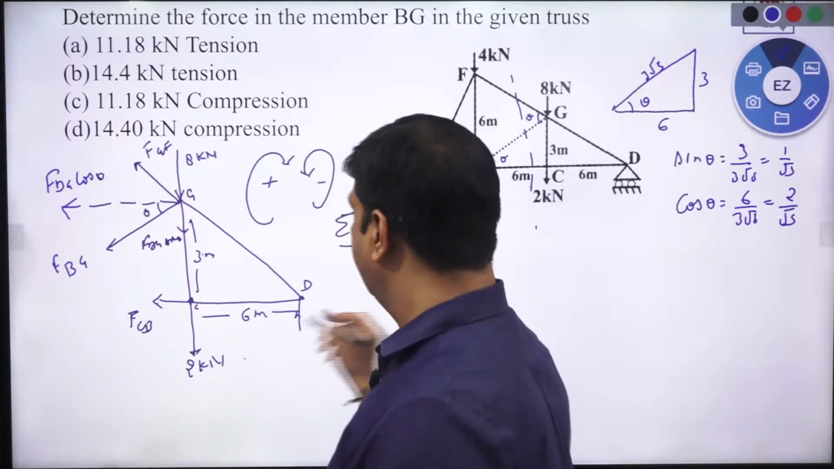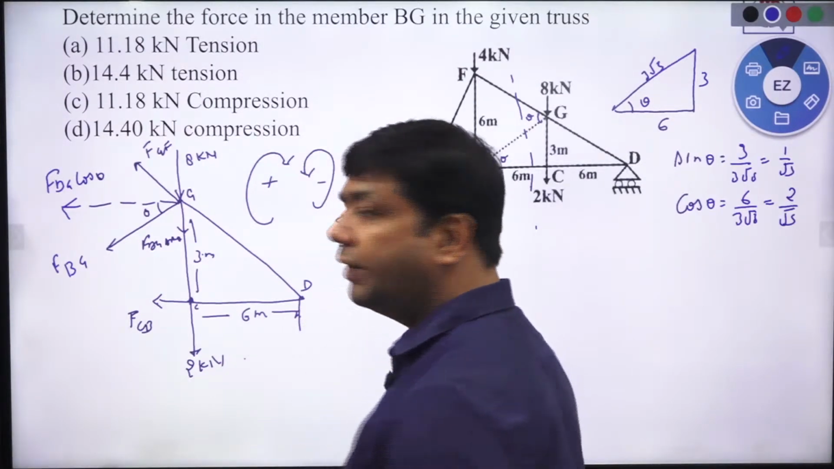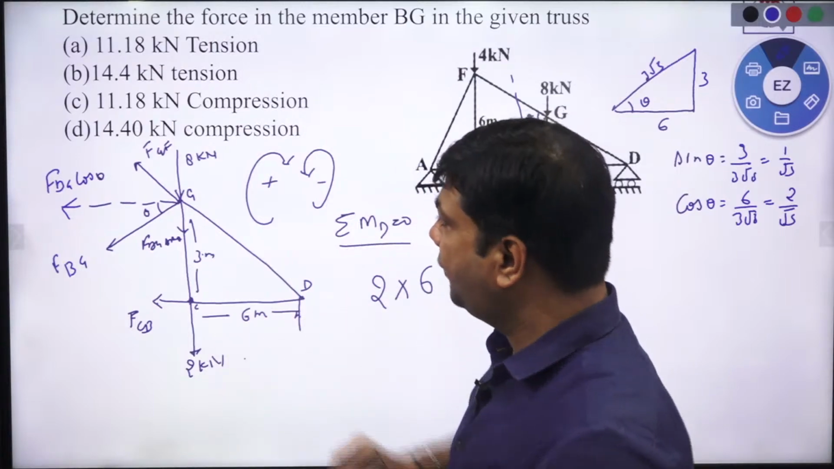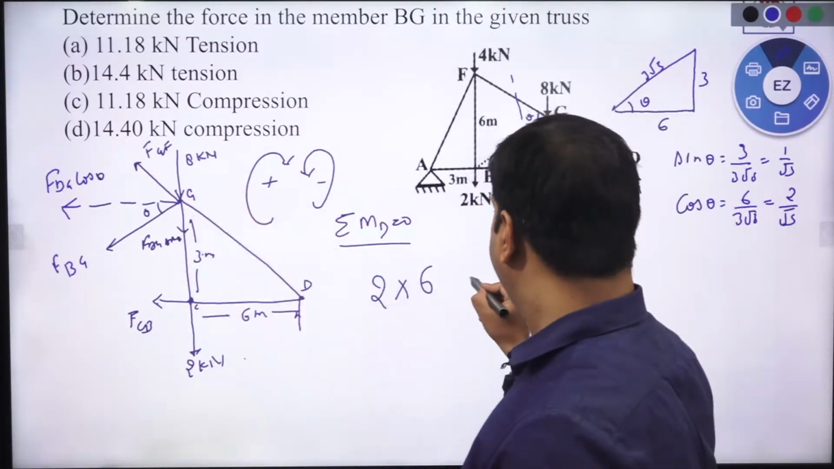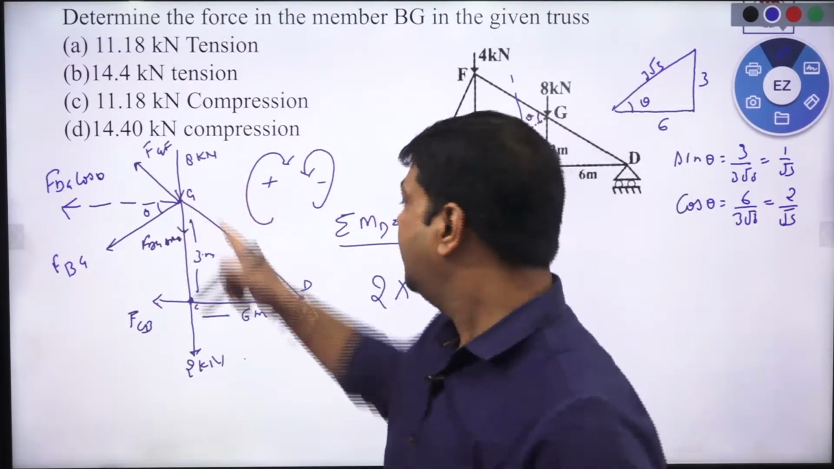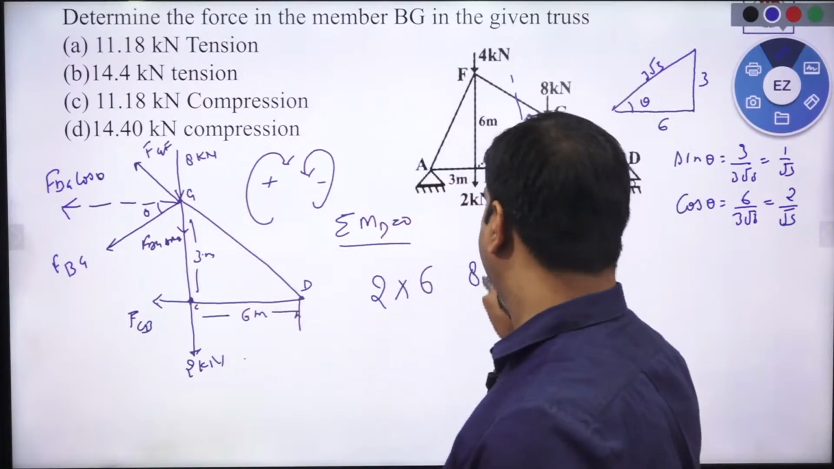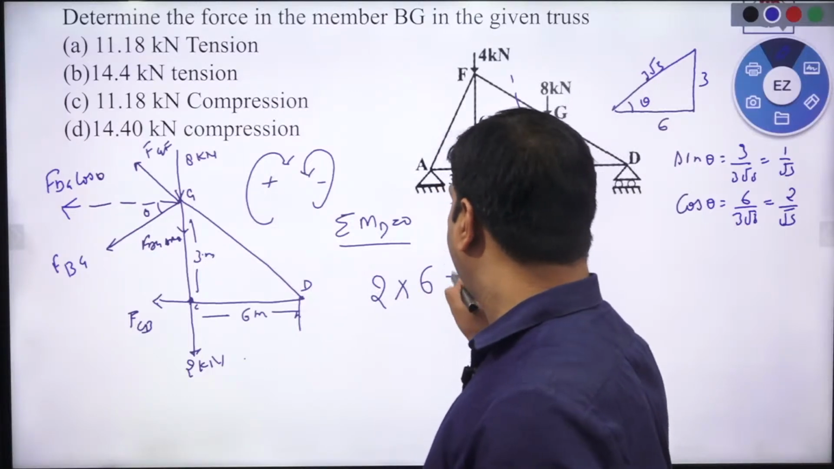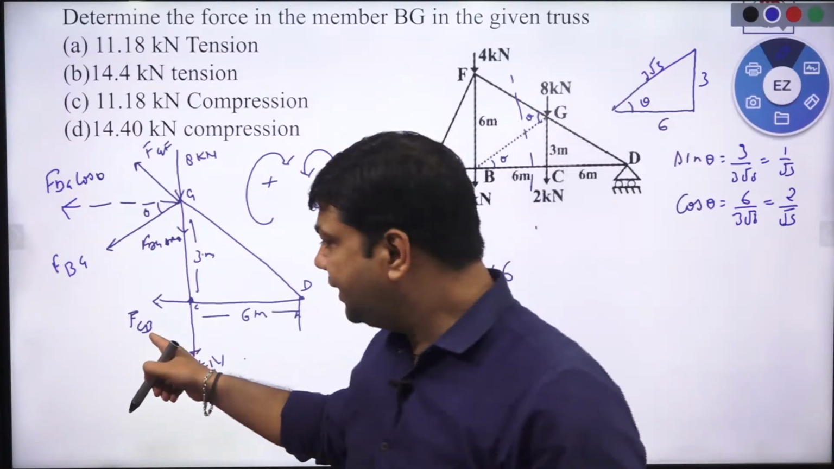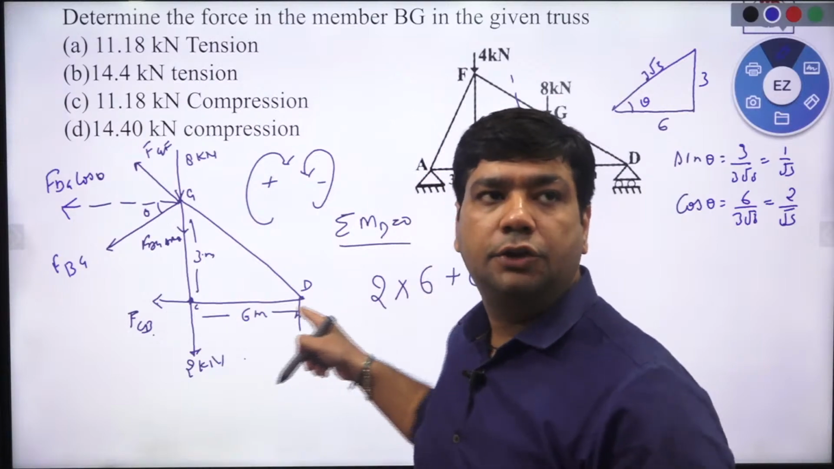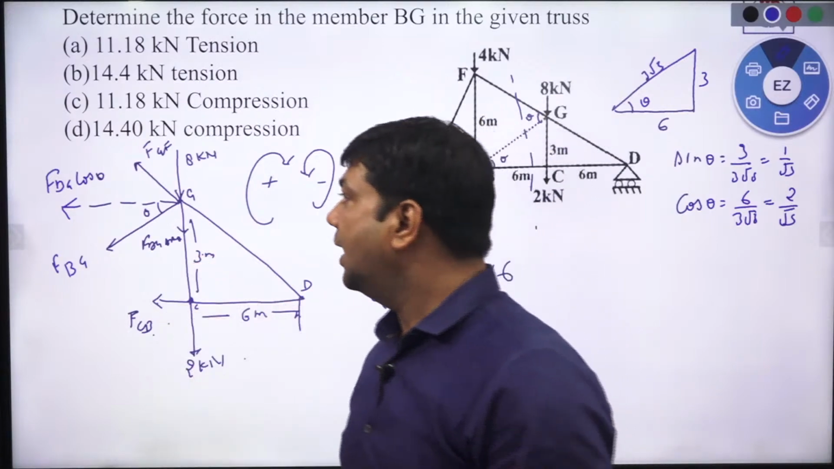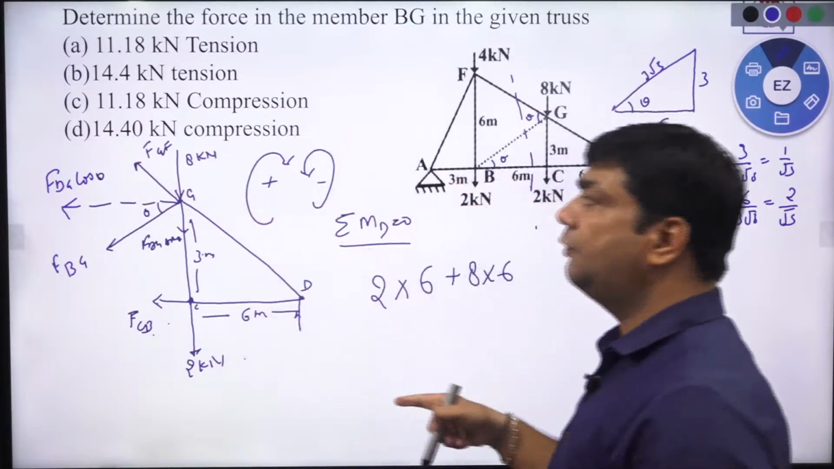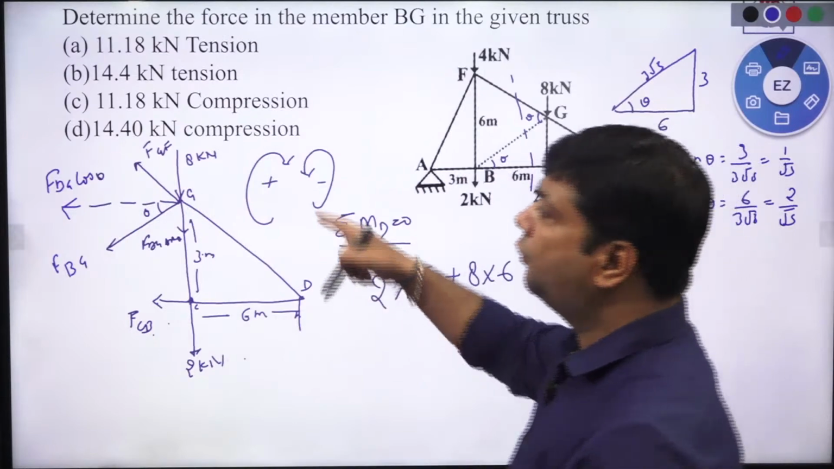So the 2 kilonewton force, into the distance. The distance between D and 2 kilonewton is 6 meter. Okay. After that, there is one force, 8 kilonewton, and the distance between it and D is also 6 meter. So it is again 6, and having the nature also anti-clockwise, so it is again positive. After that, there is a force FCV, but it has the same line of action, so no moment comes due to FCV. After that, there is the force FGF, which also has the same line of action about the D point, so no moment comes due to it.